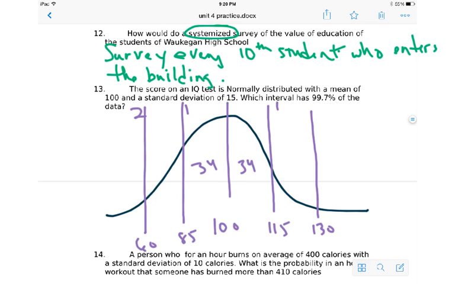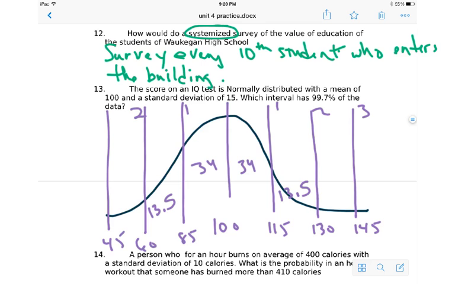Well, I haven't quite hit my 99.7% yet. This is 13.5 and this is 13.5. I'm only at my 95%. So in order to get to 99.7%, you have to go to a third standard deviation. So this way it's going to be 145, and this way it's going to be 45. And this is 2.35% and 2.35%. So 3 standard deviations away from the mean encompasses 99.7% of the data. So what's my interval? My interval is from 45 to 145.